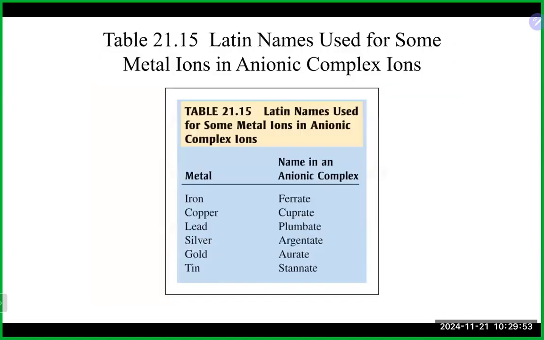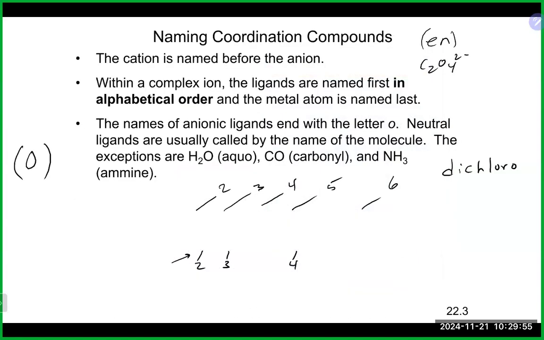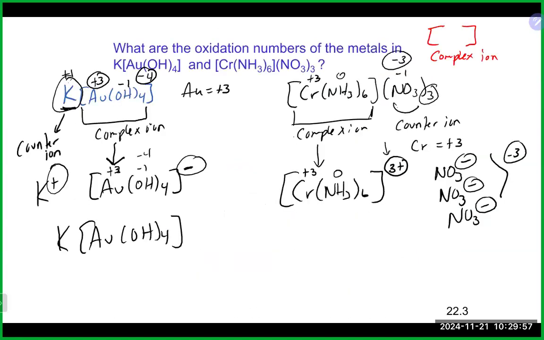So let's take a look at the one that we did before. Which one of those, right? So we have K[Au(OH)4].